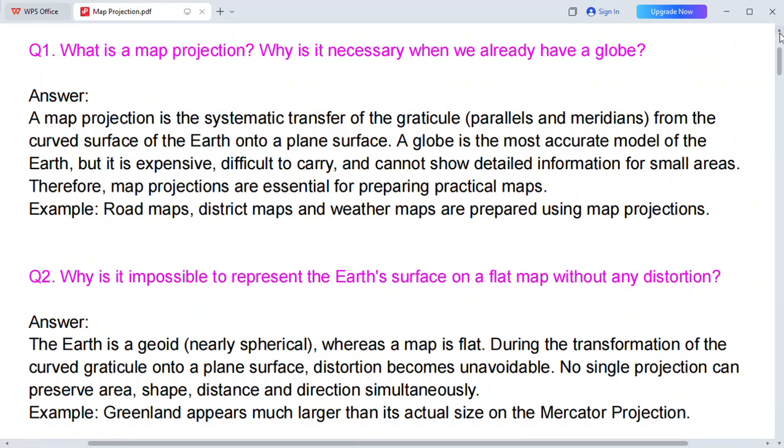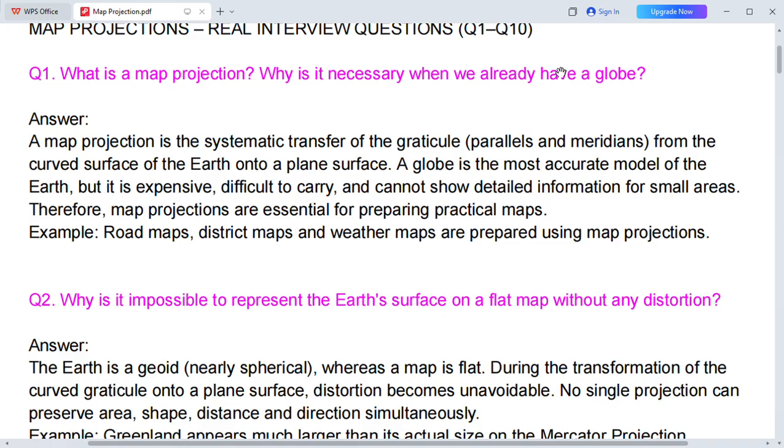Hello everyone. In this video, we will discuss the 20 most important questions that can be asked in the KVS, NVS, PGT Geography interview. So, today's topic is map projection. So, let's get started with question number one.